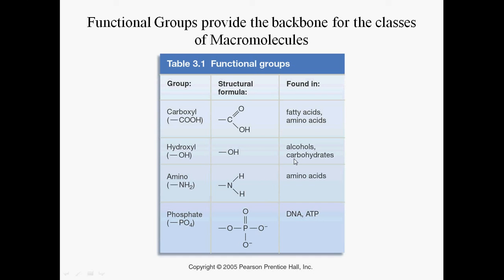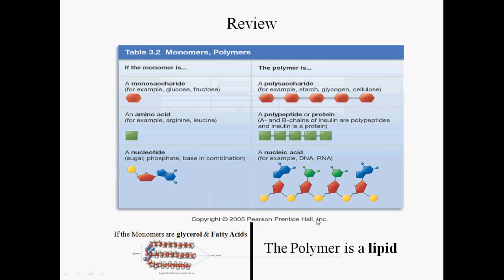What are the monomers of carbohydrates, just for a review? The monomers of carbohydrates are, of course, your monosaccharides. Your carboxyl groups are found in your fatty acids and your amino acids. What do amino acids make up? The answer should be proteins. What do fatty acids make up? Lipids. Okay? And what are the monomers of DNA or nucleic acids? Nucleotides.